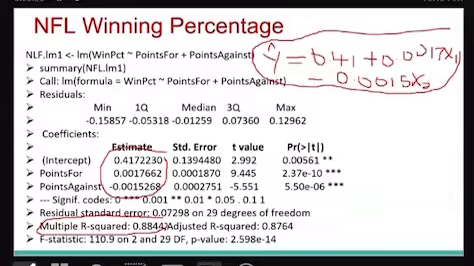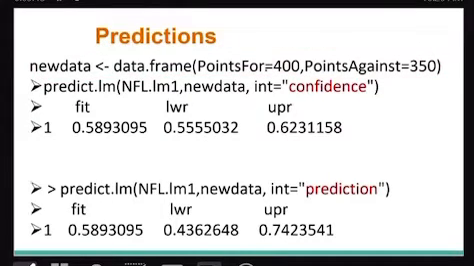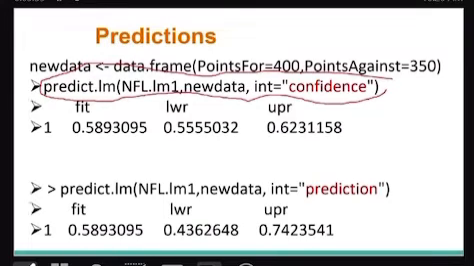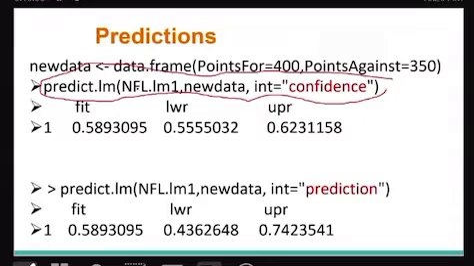But we want to make use of R. If you want to make use of R, you're going to write new data. You have new data available now. You're going to write new data equals data.frame, points for equal to that, points against equal to that. Then you're going to write predict. Please pay attention, this is a code. You see that? predict.lm. Why do I say predict.lm? Because when I was running the model, that is what I used to save it. You can save it as whatever you want. So predict.lm of that.